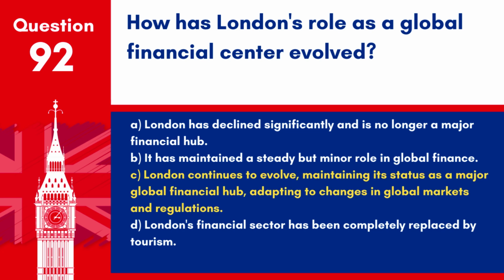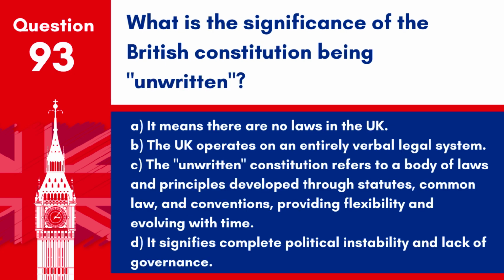Answer: C. London continues to evolve, maintaining its status as a major global financial hub, adapting to changes in global markets and regulations. Despite challenges, including those posed by Brexit, London remains a key player in the global financial landscape, known for its robust infrastructure and dynamic market. Question 93. What is the significance of the British Constitution being unwritten?